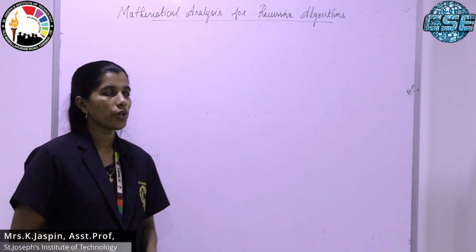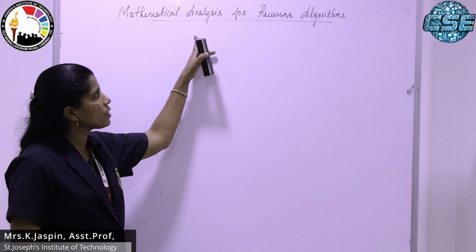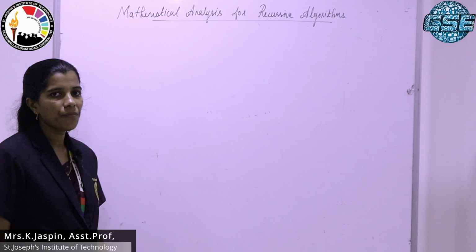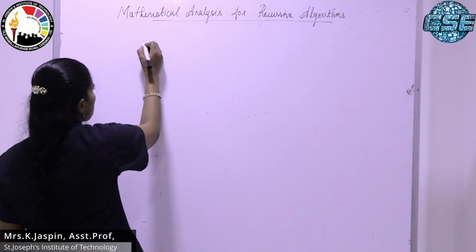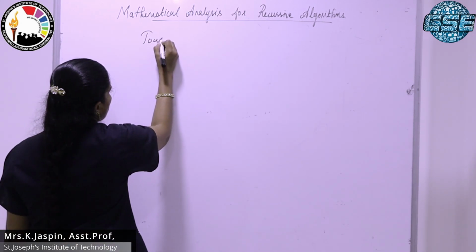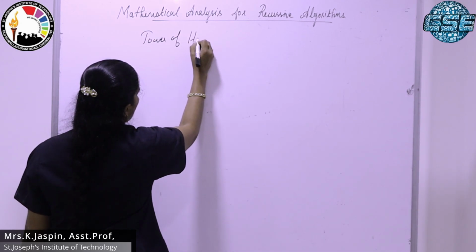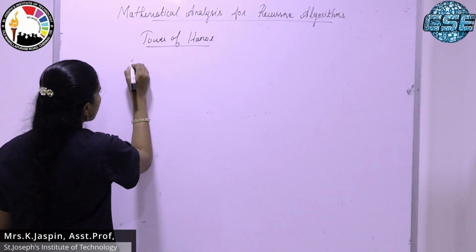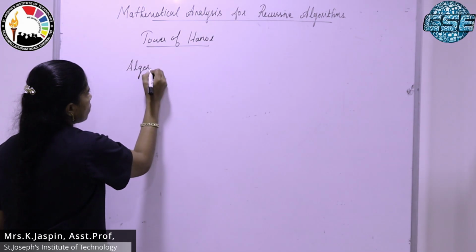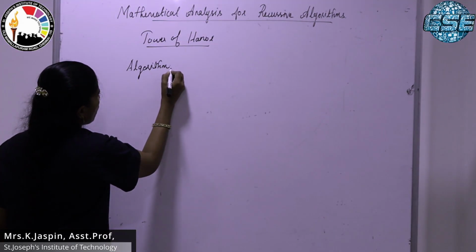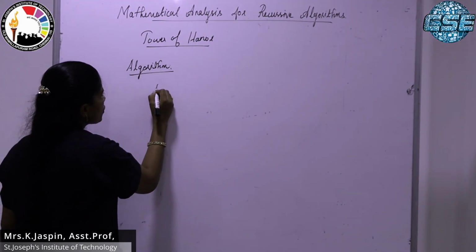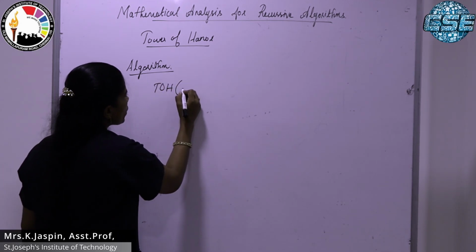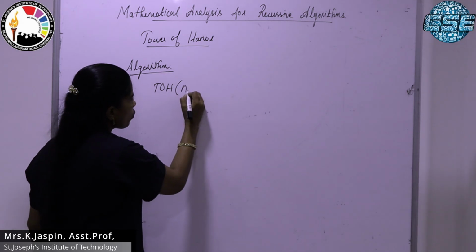In today's class, we are going to discuss mathematical analysis for recursive algorithms. For solving the recursive algorithm, we are going to consider the Tower of Hanoi problem. So, the algorithm for the Tower of Hanoi problem is, here we are introducing a function Tower of Hanoi. Initially we need to consider n number of disks.